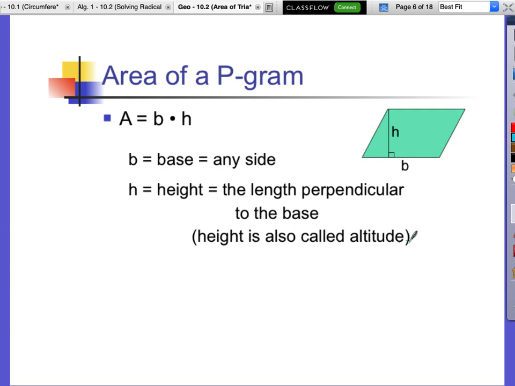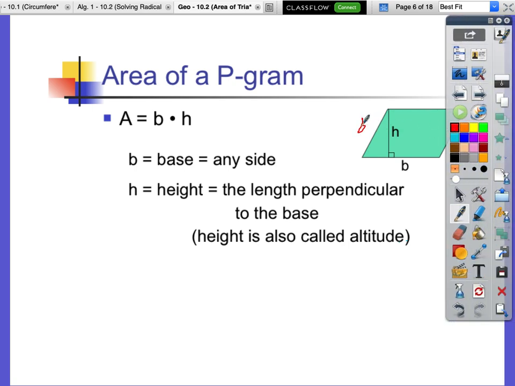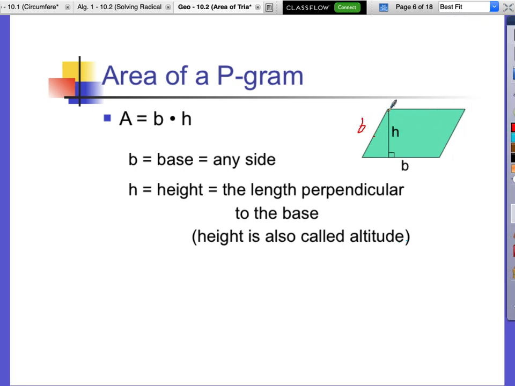If this bottom side is the base, then the height has to be perpendicular to this. So it has to go perpendicular to the other side. Now, if this side was the base, then the height would have to be perpendicular to that. So it has to be like that. That has to be the height. So you'd use a different height. So now your height would be a different length, even though your base is a different length, and you end up equaling out the same. Pretty cool. Yeah, pretty neat stuff.